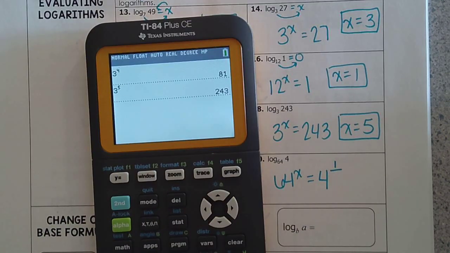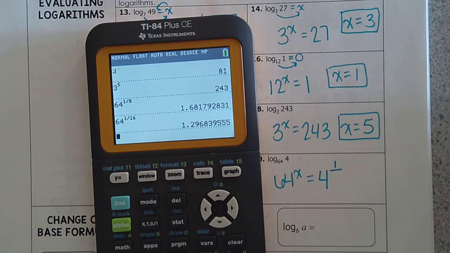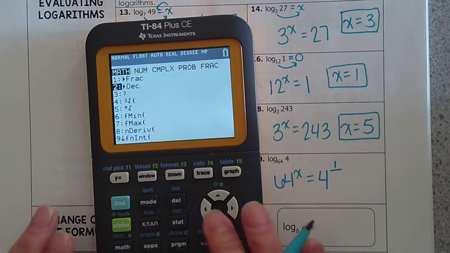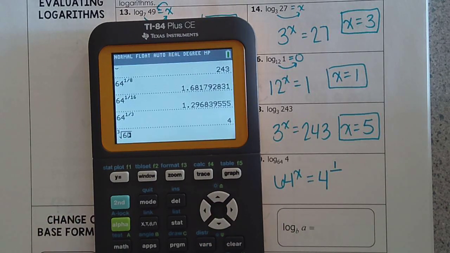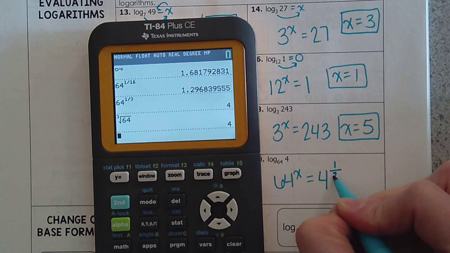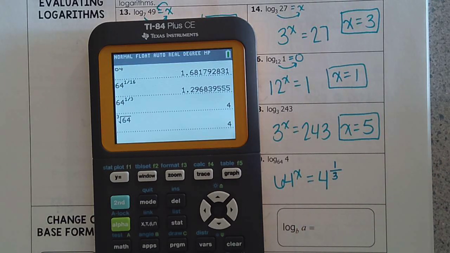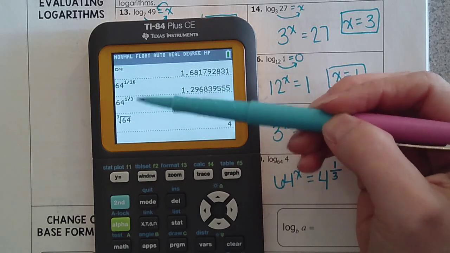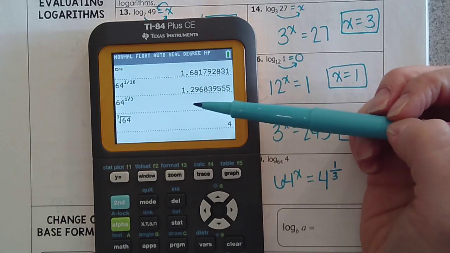64 to the 1/8? 3. 64 to the 1/16? Yeah, it's 3. 64 to the 1/3. The cube root of 64 is 4. 1/3. That one is a harder one to find, I know. But use this strategy where you put some numbers in. And if your answer's way off, choose a different number.